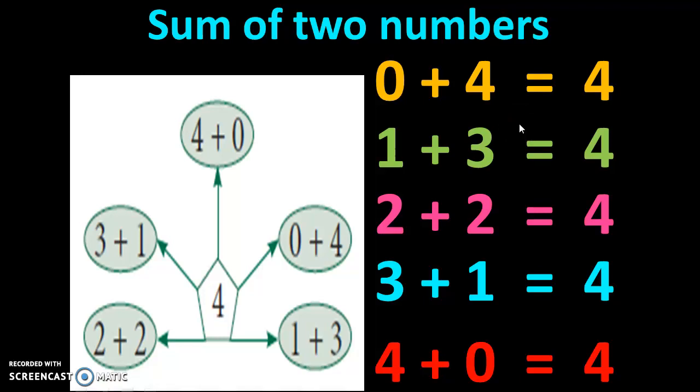Okay. So that's all for today, children. Practice well. Look at this and do by yourself for all the numbers. Till 9 you try. For 9 you get 10 sets. Here for 4 you get 5 sets. For 5, 6 sets. For 5 I will give you in the worksheet. Do it. Okay. Like that you practice at home till 9.